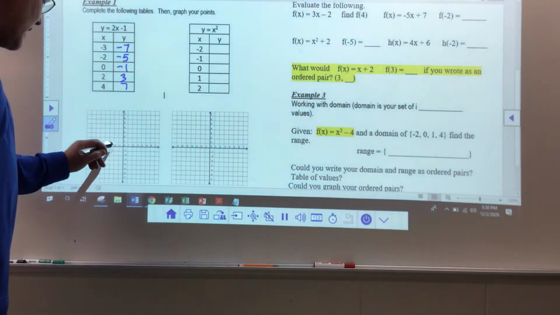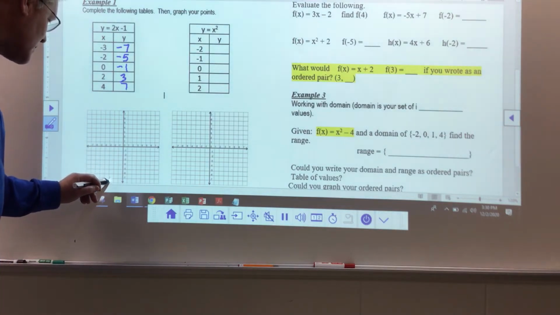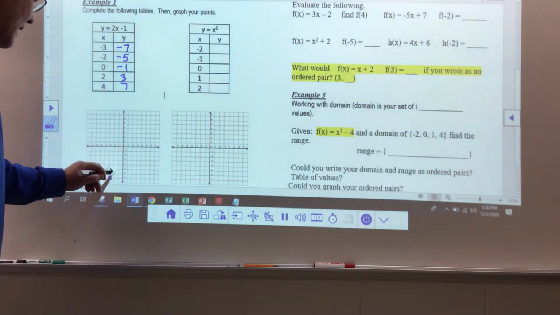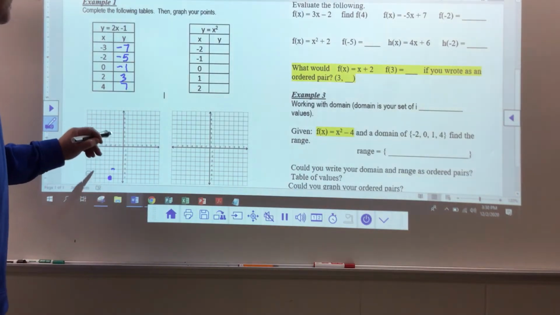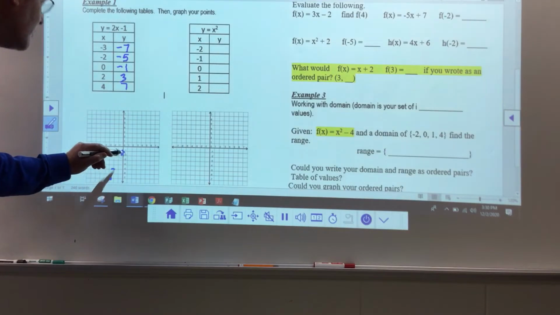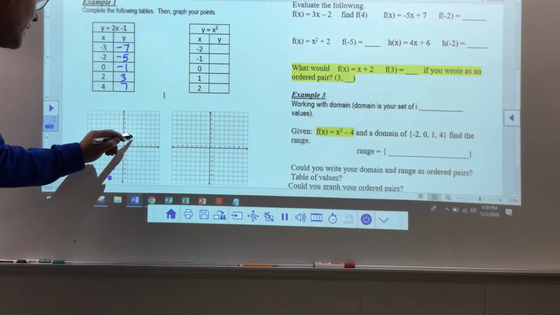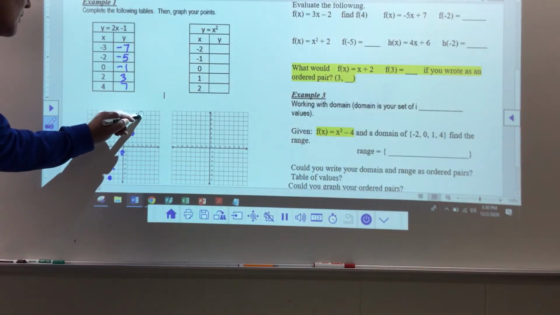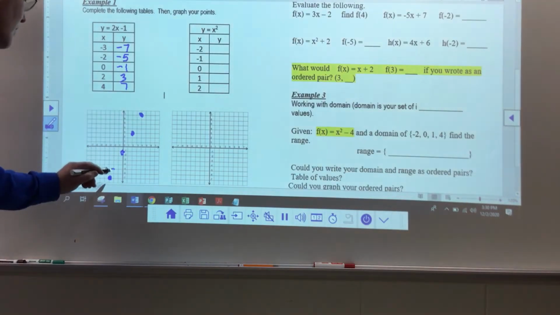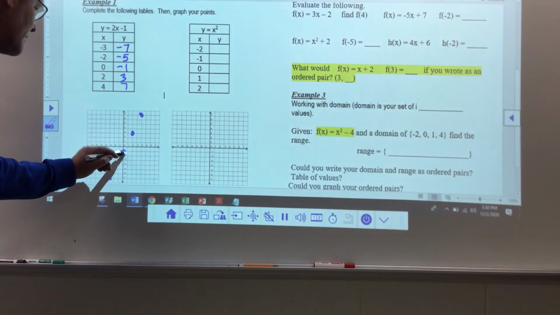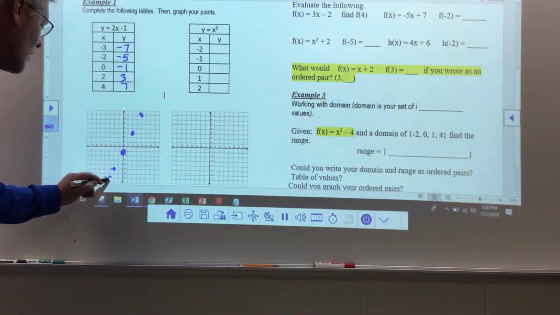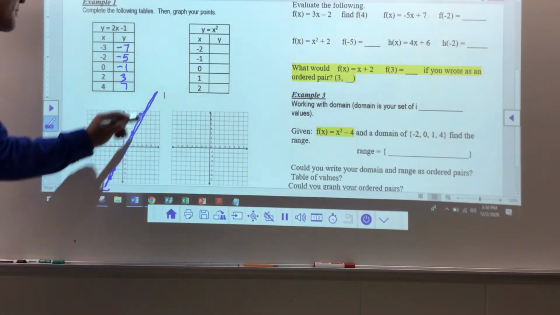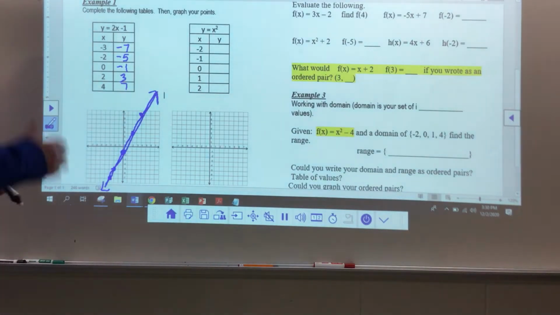So we have -3 and -7, which is going to be right about there. -2, -5, which is going to be right in there. 0, -1. 2, 3. It's right about there. And 4, 7, which is up in that area. If we clean up these points a little bit, make them neater, you know that this is sort of representing a line, if you will.